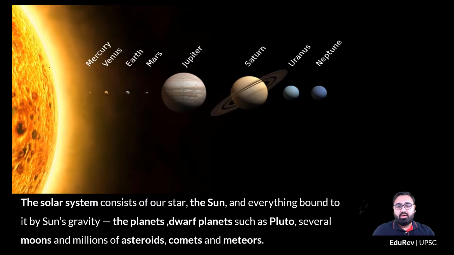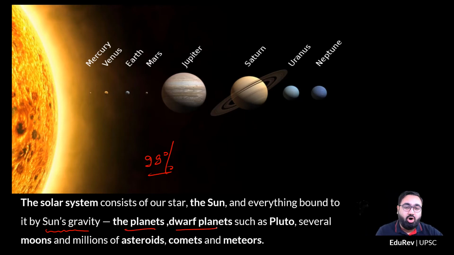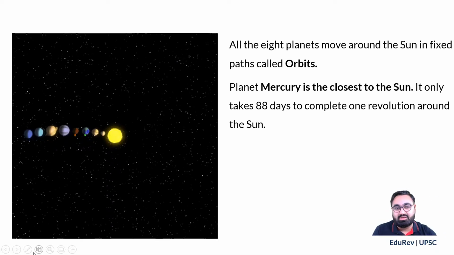Just to give you an idea, the solar system has the sun, which has its own gravity. Every celestial body has its own gravity, and all the planets are bound by the sun's gravity. In fact, more than 99% mass of the entire solar system is in the sun itself. Apart from this, we also have many dwarf planets such as Pluto, etc. We have several moons, millions of asteroids, comets, meteors, etc. So our solar system has a lot of things.